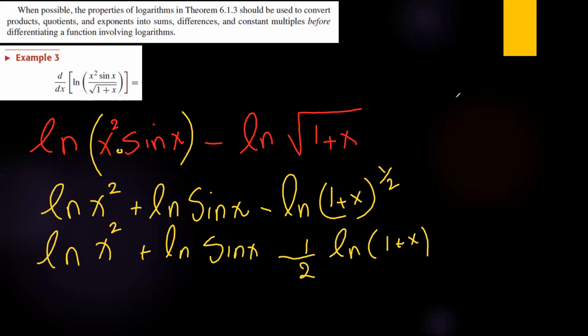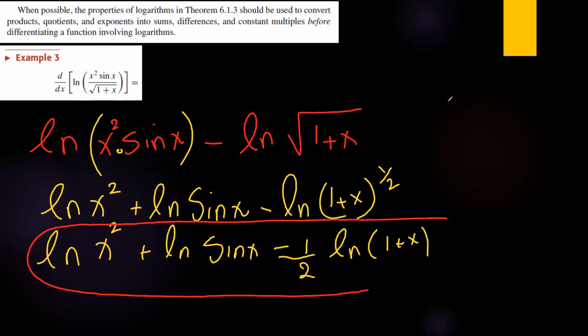I convert the quotients to be a difference, the product to be a summation, and the power to be a constant multiple. After you get this answer, now you have to find its derivative.